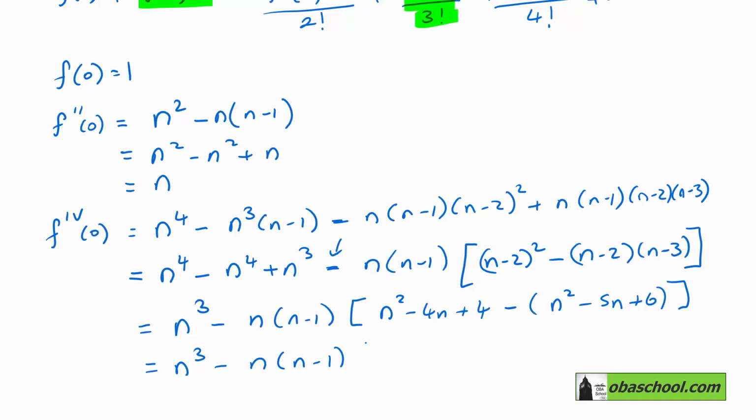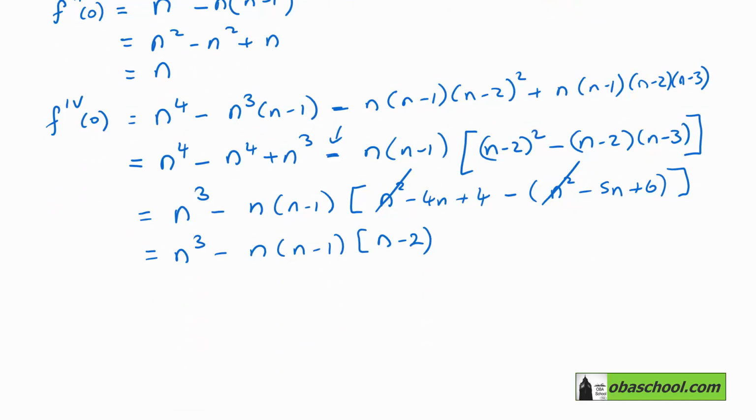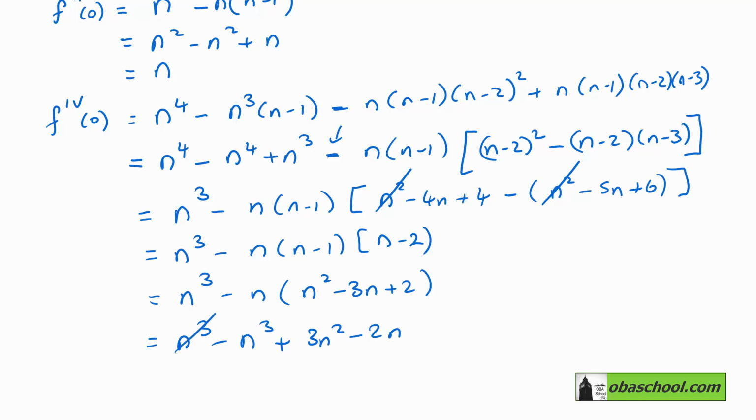So that's going to be n cubed, take away n minus 1. And then what are we going to have here? So n squared take away n squared will go. And there's going to be an n here and a take away 2. So that is going to be n cubed, take away n squared minus 3n plus 2, which is n cubed minus n cubed plus 3n squared minus 2n. And those go, which gives me 3n squared minus 2n.